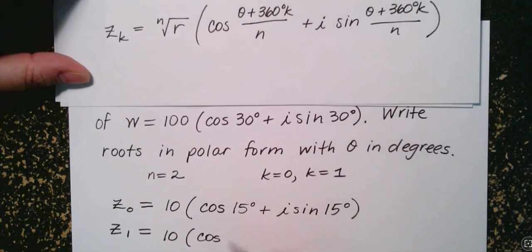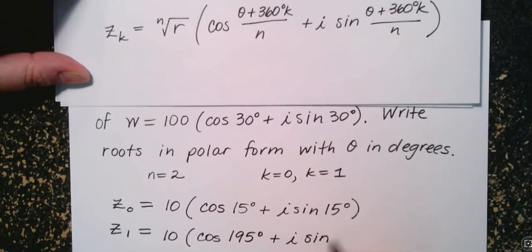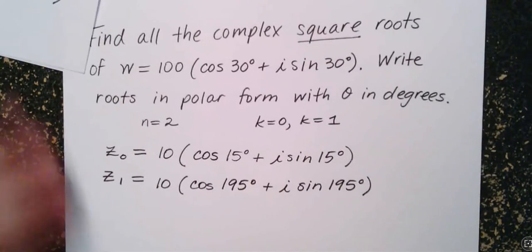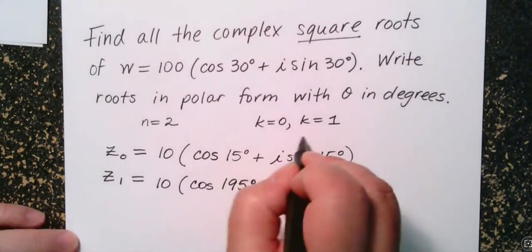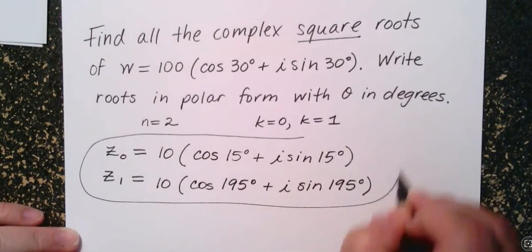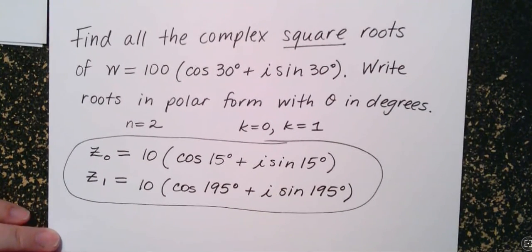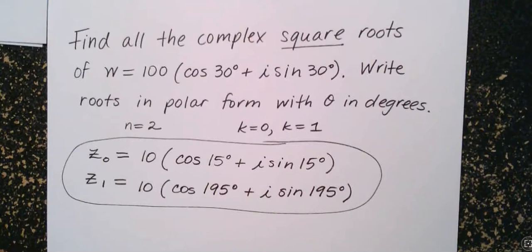195? Yes. So 195 plus I sine 195. And those are my answers. And those are both answers. For square roots, I'm going to have 2 of them. If this had been a cube root question, I would have 3 final answers. So let's do one of those next.